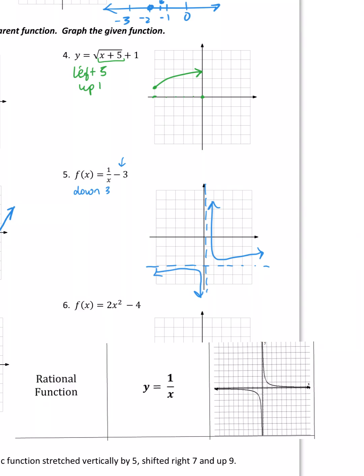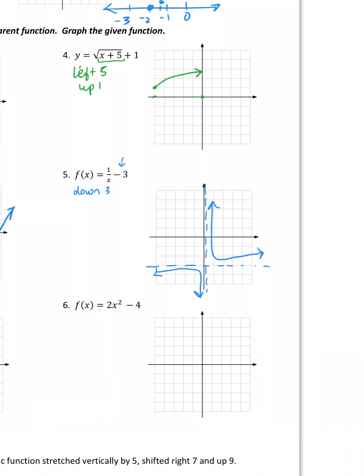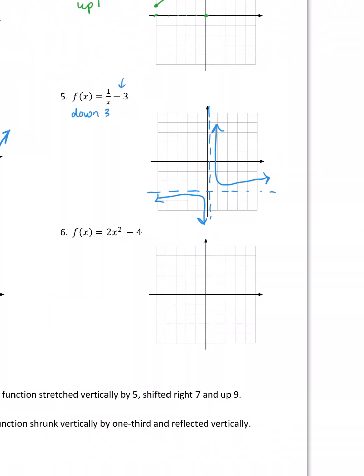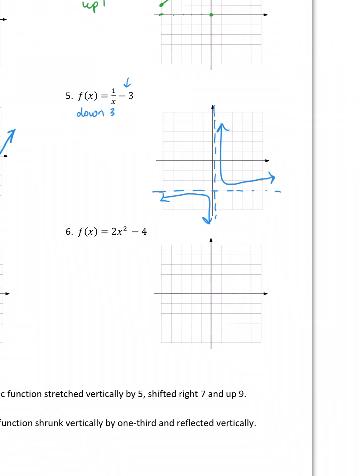Okay, good. Now, number 6. What is this? Well, this one is 2x squared minus 4. So it's quadratic. I know that because of this. Okay, it's quadratic. Minus 4 means it's going to be moving down. It's going to move down 4. But what is the 2?